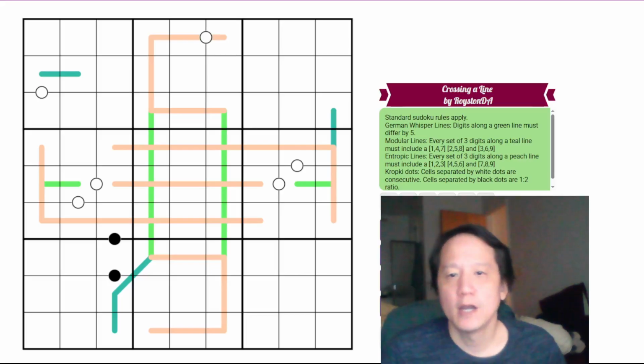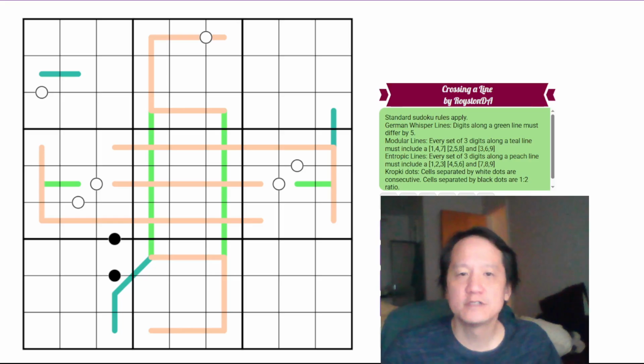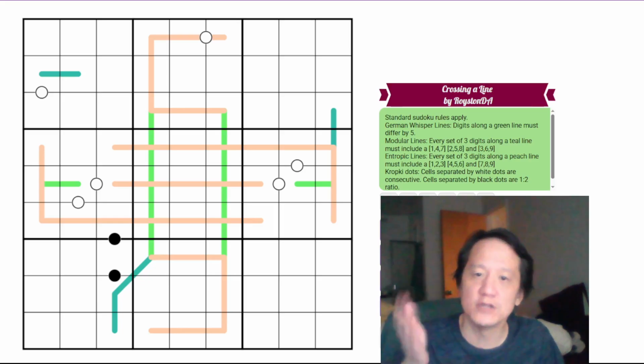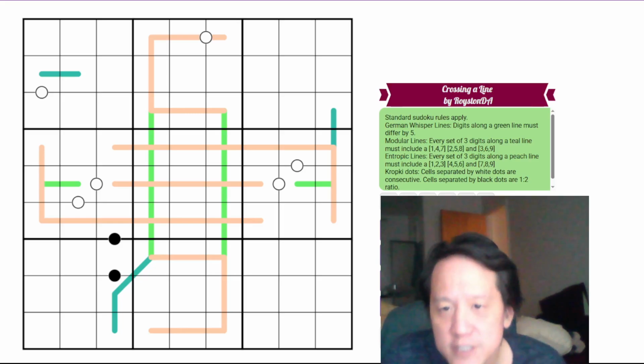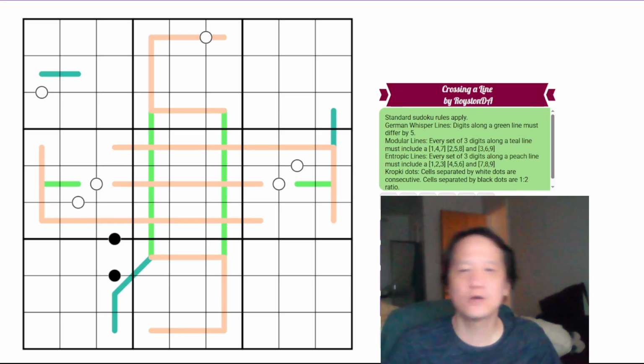Hello everyone, I'm Frank, and welcome to Learn How to Sudoku, where we take a very easy variant Sudoku puzzle and we break it down in detail so that you can learn how to Sudoku. Today's very easy puzzle is called Crossing a Line by Royston D.A. And here are the rules.